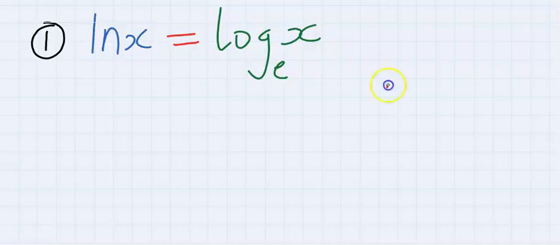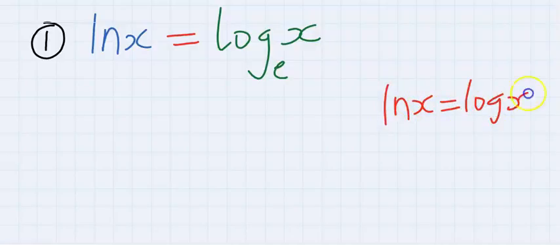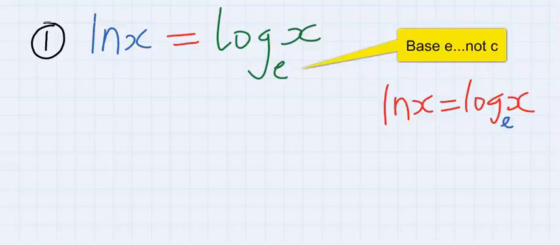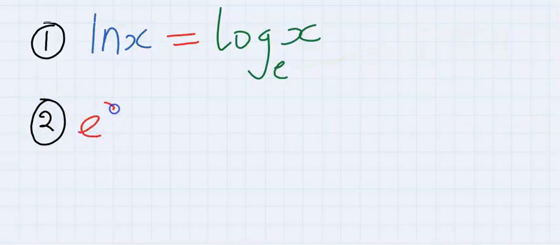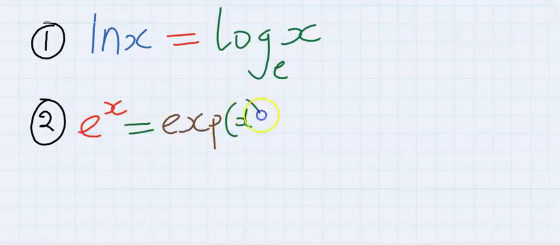If you see this written as ln x is equal to log x, just know that this is of base e, even though at times it's not written. Number 2, exponential x can equally be written as e to the power x, like this.